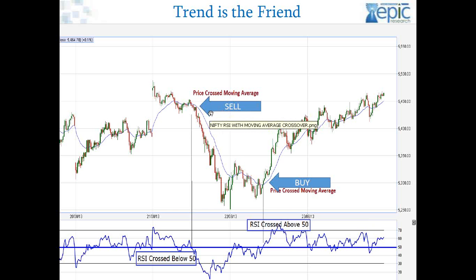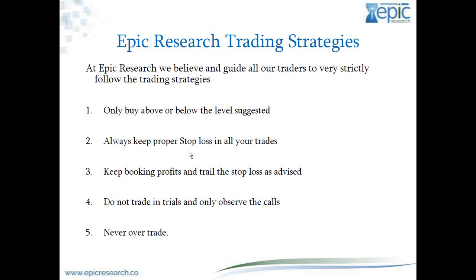Now at Epic Research, we follow some trading strategies. First trading strategy is you should only buy above or below the level which is suggested to you. So let's say if we have suggested to buy above 100 or sell below 50, you should not enter or exit before that particular level has reached in the markets. You should always follow proper stop loss in all your trades.